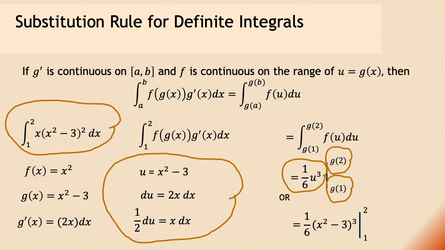Or you can go forward and you can back substitute x in for the u. So we're substituting x squared minus 3 in for the u. And now we can go back and we can evaluate at the original lower and upper limits.